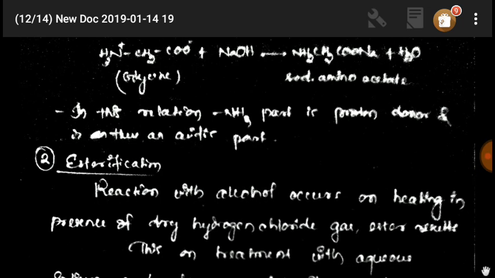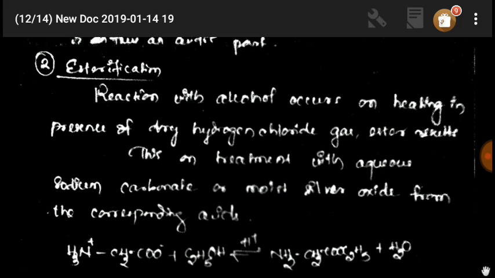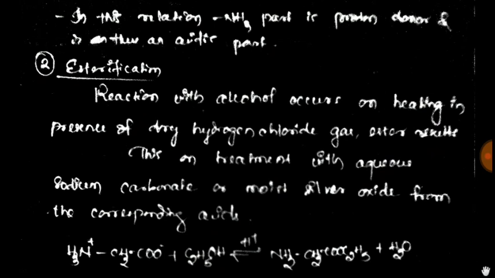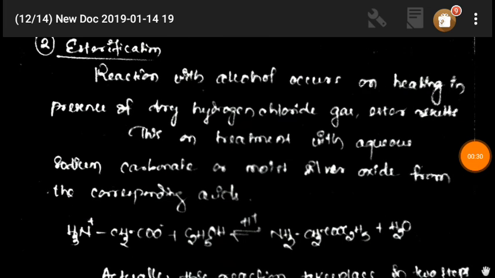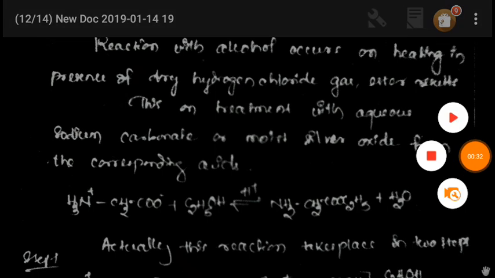Next I come to esterification. Reaction with alcohol occurs on heating in the presence of dry hydrogen chloride gas. At last, an ester will result. Okay. This, on treatment with aqueous sodium carbonate or moist silver oxide, forms the corresponding acid. You can see also in the figure the steps of the reaction.